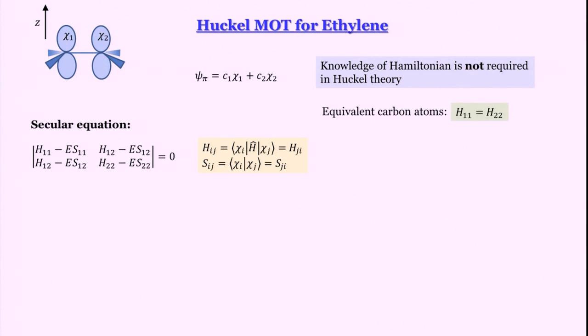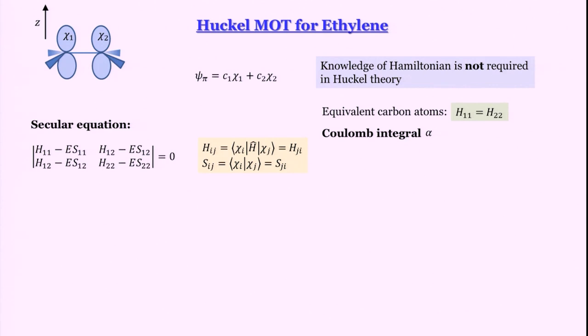Also, we remember that for equivalent carbon atoms, H11 must be equal to H22. Hii is the same as Hjj, even though i and j can be different, for equivalent atoms. Why? Because this Hamiltonian is formulated considering an electron to move in the joint field of the nuclei and the other electrons, and electrons are indistinguishable. We will come back to this later on.